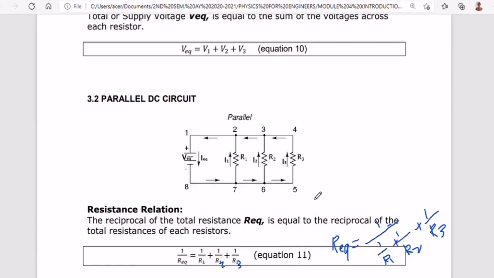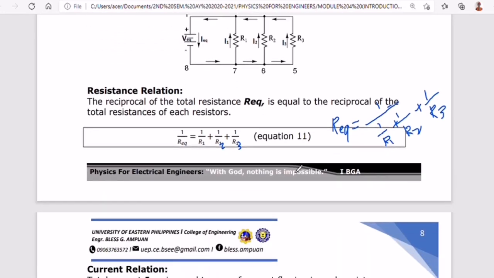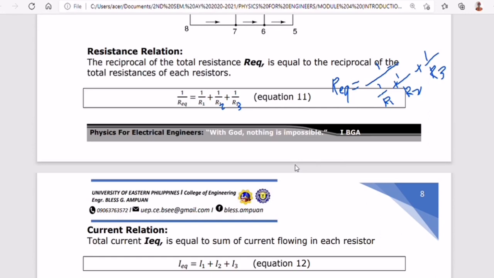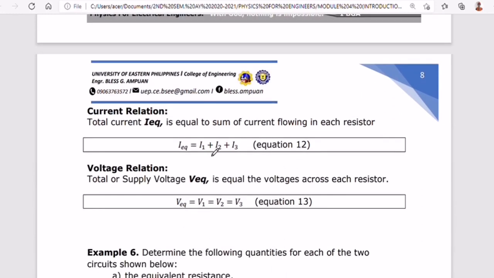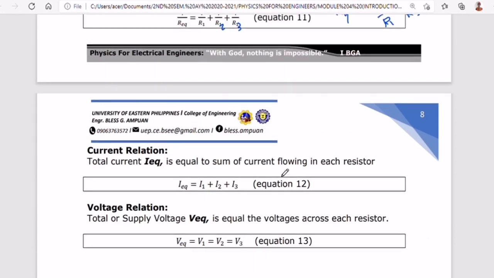So if we have the voltage equivalent here, let's say we have 2 volts, the same with the voltage across the R sub 1, the same also with R sub 2, 2 volts, and then the same also with R sub 3. So you need to understand, formulate, or memorize the basic concepts or equations involved in relation to current, voltage, and resistance for a series and parallel circuit.